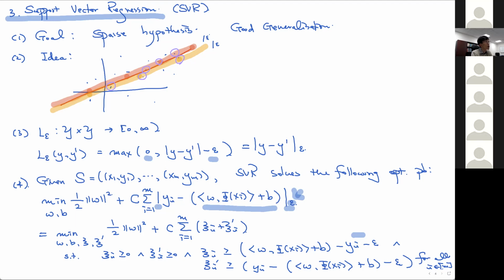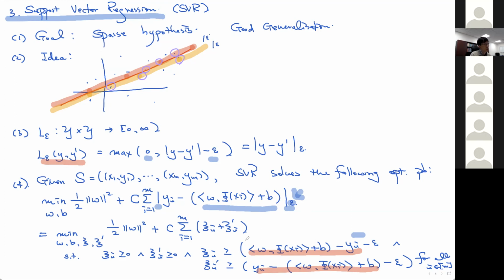So we said that, when you compute this loss, what we are computing is that we take the difference between these two and also take the difference in the opposite direction. And if it's greater than epsilon, then it's going to create a loss.